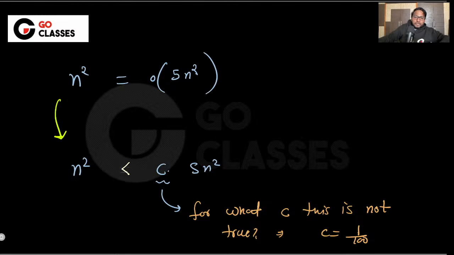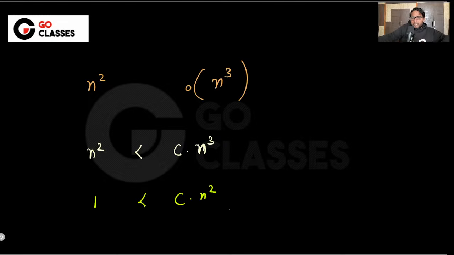Now for example, this is n square, this is n cube. Can I write small o? Which means n square is strictly lesser than c into n cube. It should be strictly lesser, it cannot be equal. Now can you tell me some c for which this doesn't hold? No, right? In fact, you can just cancel out the term. Here 1 is lesser than c into n. So 1 is definitely lesser than c into n. So there is no counterexample here.